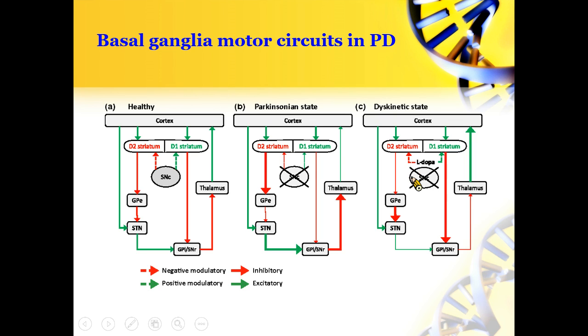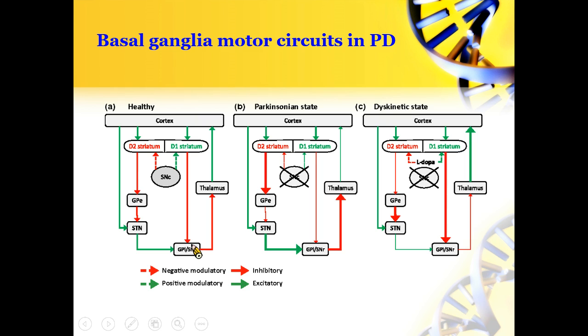The classical model of basal ganglia pathophysiology in healthy and Parkinsonian state is illustrated in this figure. The input to basal ganglia comes from most cortical areas. Output is via GPi-SNr, which provides inhibitory input to the thalamus. The direct pathway expresses D1 receptors, while the indirect pathway expresses D2 receptors.